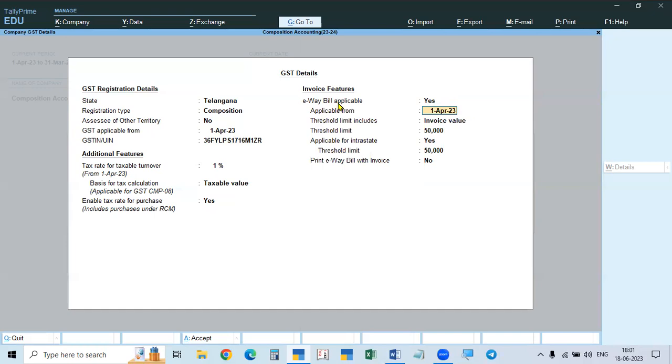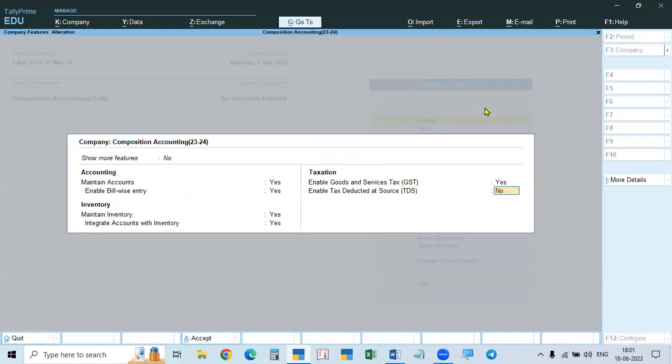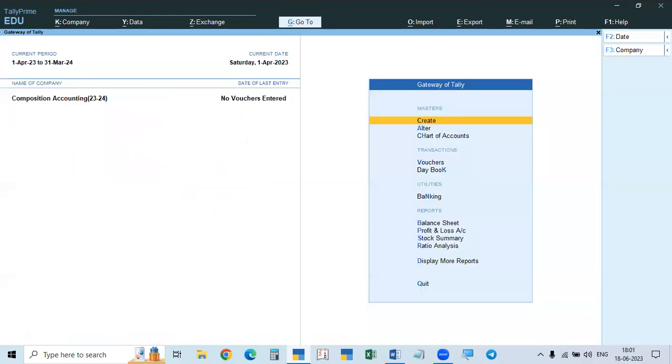And here generally, all the details, e-way bill, e-invoice, are not required now. So we will take it as no. So that will be closed. And then TDS, now it is not applicable. It's not necessary. So, close. This is what we have to do.